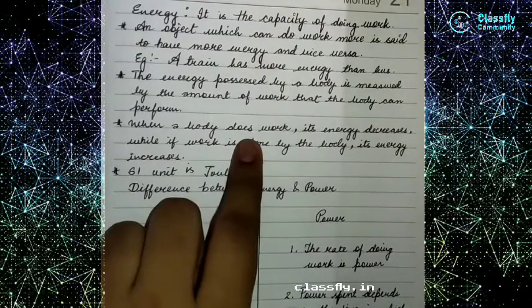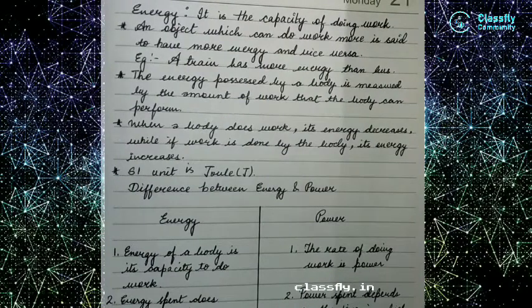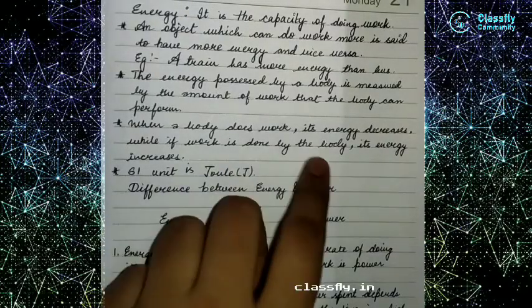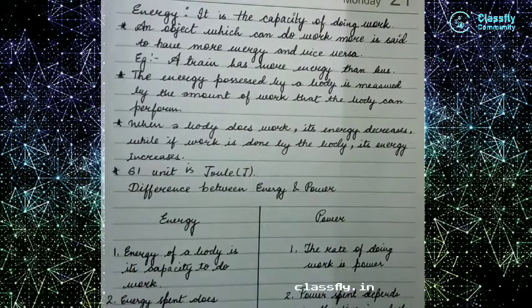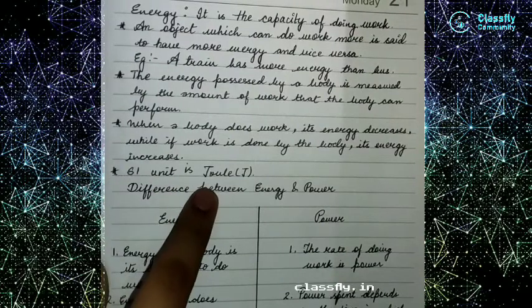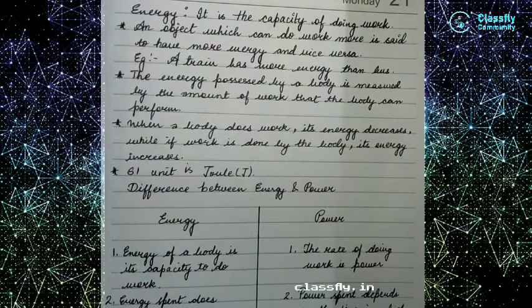Whenever a body does work, its energy decreases. That means whenever a body does work, at that point of time the energy will decrease. But when work is done on the body, its energy increases. Okay, now see, the SI unit for energy is joule, because energy depends on the capacity of doing work, and we know that the SI unit of work is also joule. That's why the SI unit of energy is also joule.